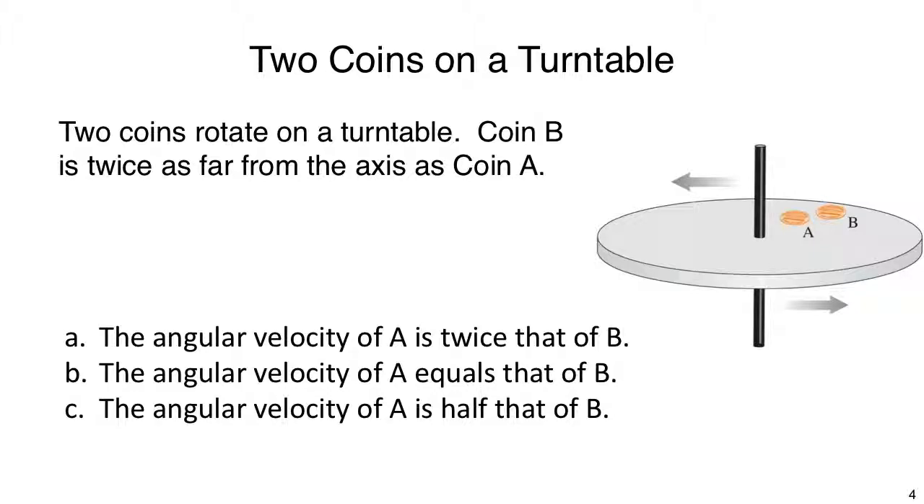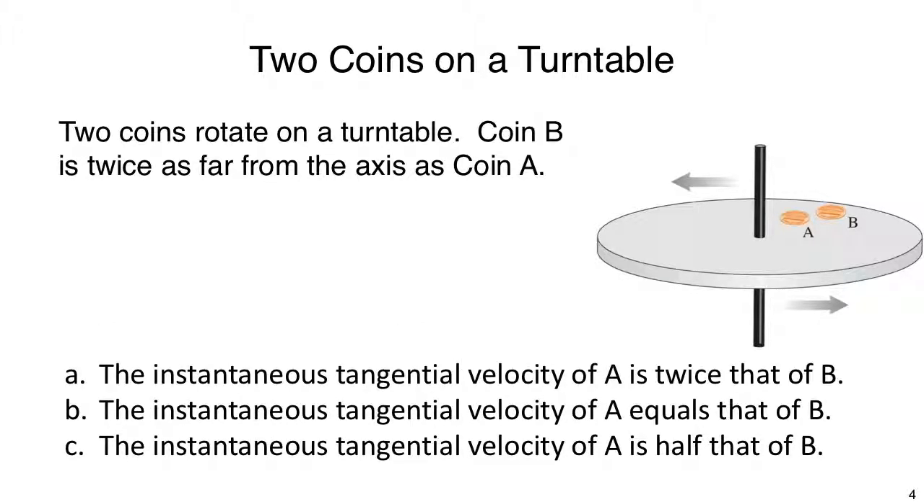Think about it. Here's the question. Here's the same exact situation. But now I'm going to ask about the instantaneous tangential velocity. This is the velocity right at the edge of these 2 points, tangent to the trajectory, right? So if these things are circling around, try to answer which of these statements is true. The instantaneous tangential velocity of A is twice that of B. The instantaneous tangential velocity of A is equal to that of B, or half that of B. So which one is moving faster for a fixed angular velocity?